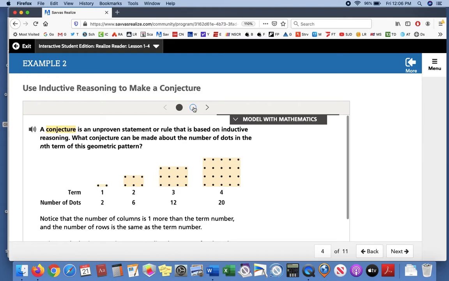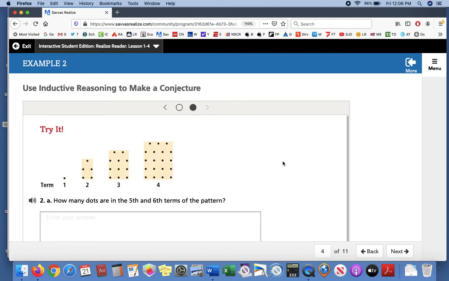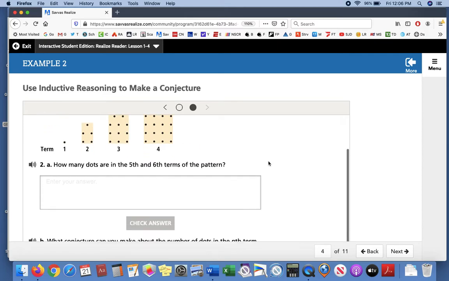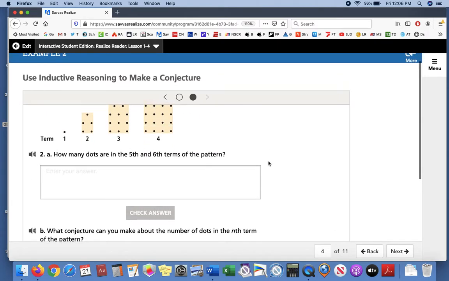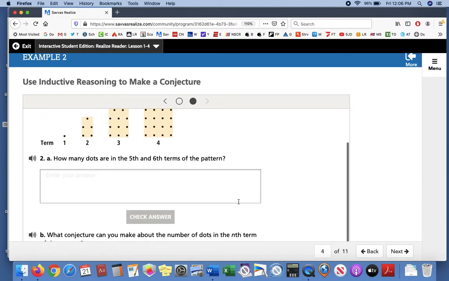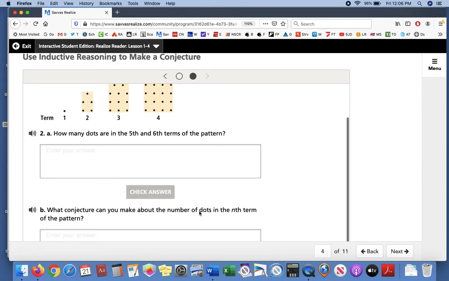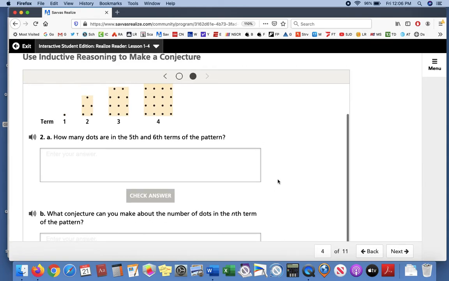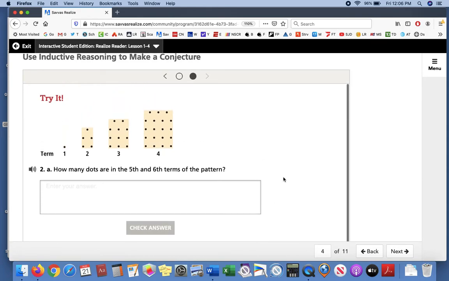Let's see what we got next. All right, jump right in for one of them for you to try. This is strange. It's got one less. That's not a full row on the top. Okay. Let me go down to this question here. They want us to figure out the 5th and the 6th, and then come up with a conjecture for the nth term. That's the formula part. So if you want to, hit pause, give it a shot, and then hit play when you're ready.